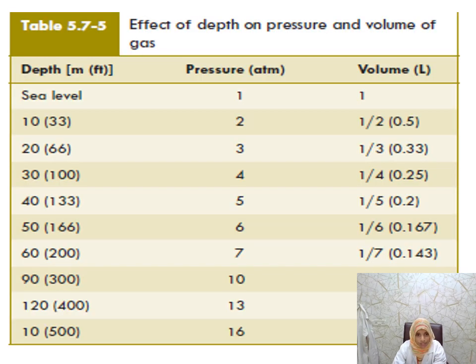According to Boyle's law, pressure is inversely related to volume. So at sea level, pressure is 1 atmosphere, so volume is 1 liter. But when you are at 33 feet under the sea, the pressure is double, 2 atmospheres, and the volume is half. So this keeps on happening. This is in accordance with Boyle's law, where P is inversely related to V. So pressure is doubled and volume is halved as the person is descending deeper.